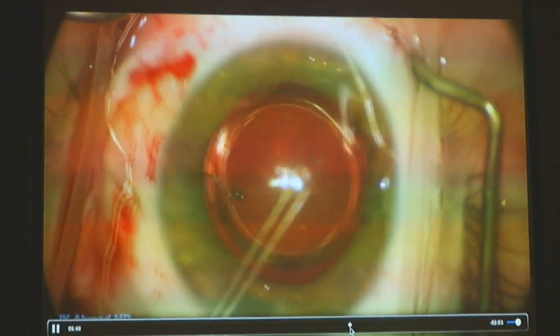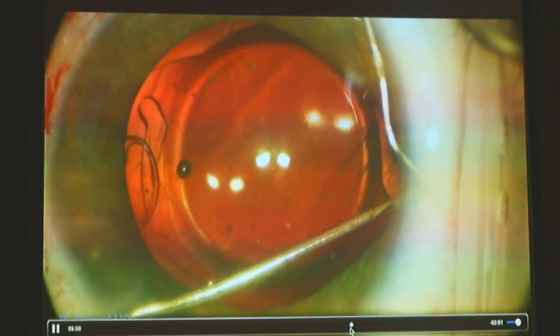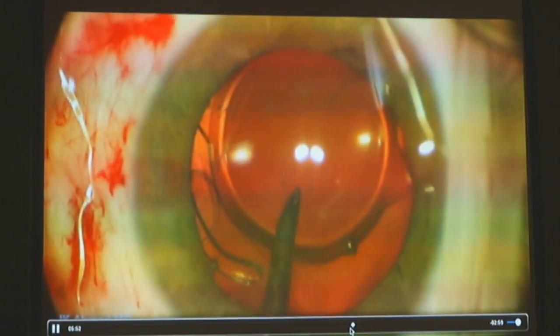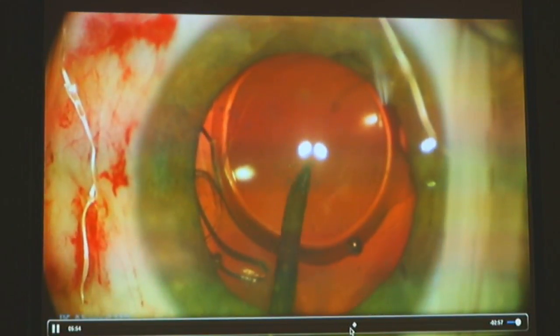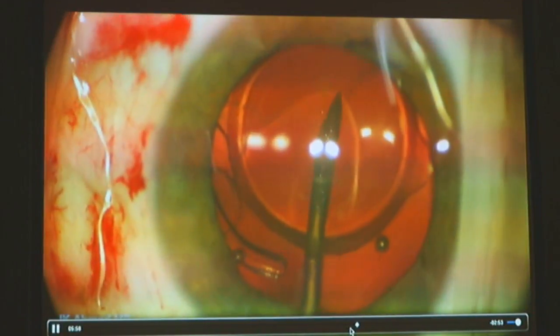Toric lens. Now, who does pediatric cataracts here? Anyone do pediatric cataracts? So what's the problem? This patient is going to have PCO. So what do we do? Well, what I always do, my favorite thing, posterior capsular rhexis, yes.